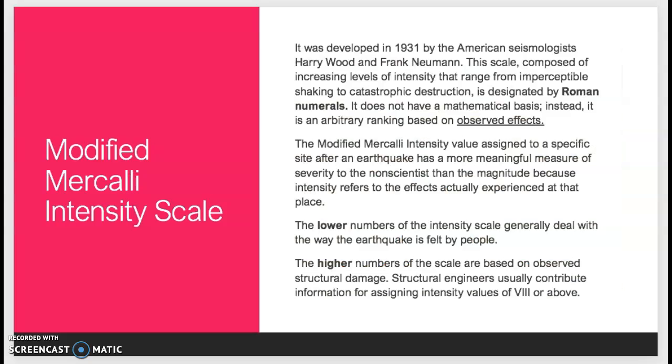All right. I also mentioned the modified Mercalli intensity scale, and it was developed in 1931 by American seismologists Harry Wood and Frank Newman. This scale composed of increasing levels of intensity that range from imperceptible shaking to catastrophic destruction, and it is designated by Roman numerals. It does not have a mathematical basis, and instead it is an arbitrary ranking based on observed facts. So it is opinion and how people perceive the earthquake.